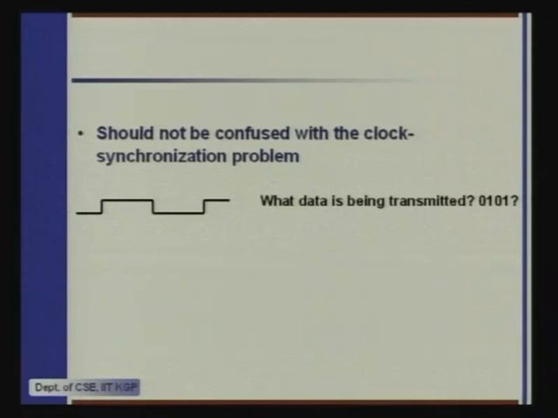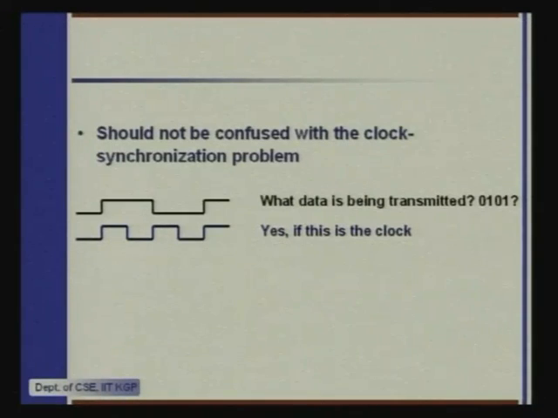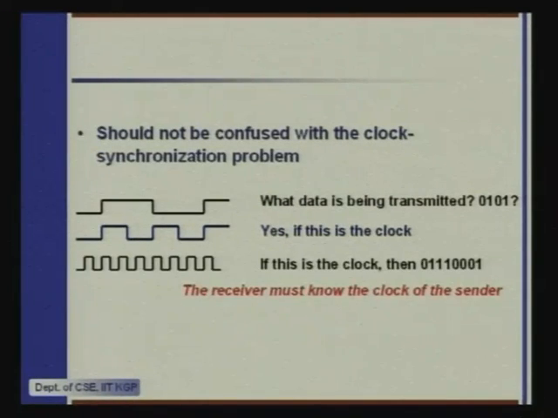0 1 0 1, yes. Now, that is correct provided that this is the clock. If this is the clock, then this is 0 1 0 1. However, if this is the clock, then the data is actually 0 1 1 1 0 0 0 1.